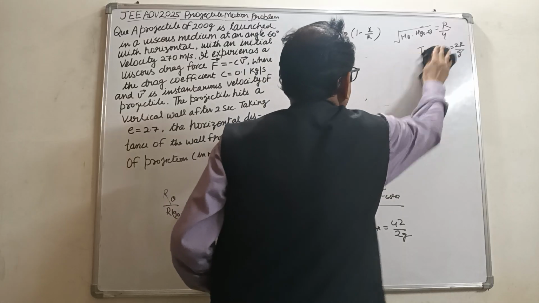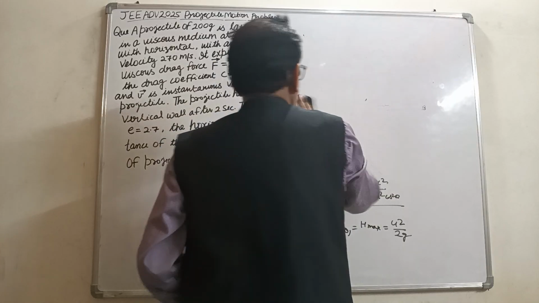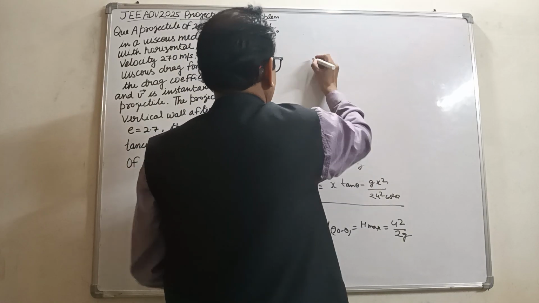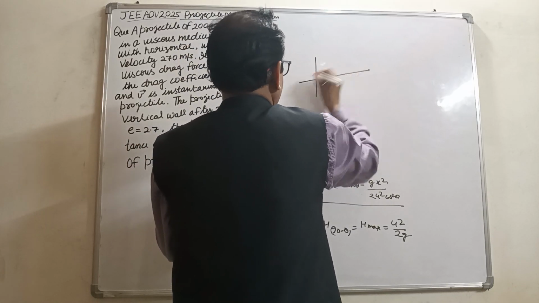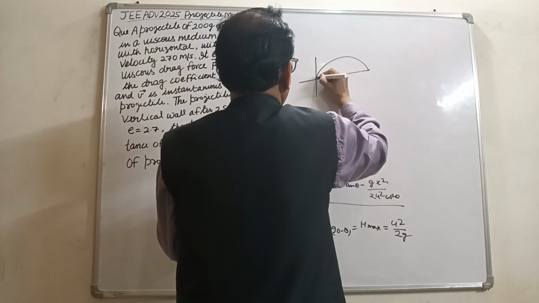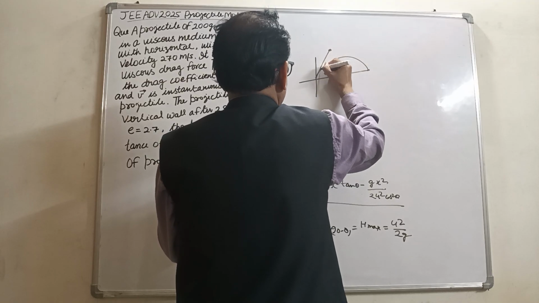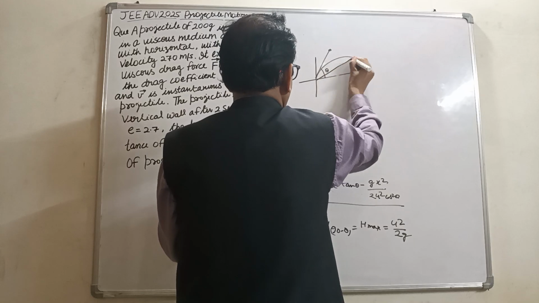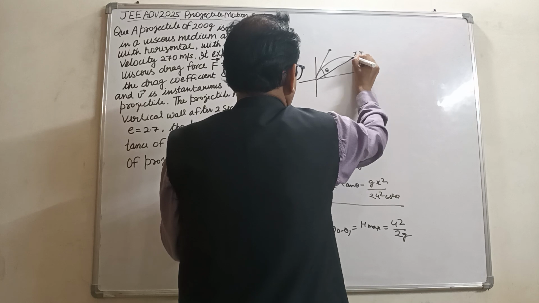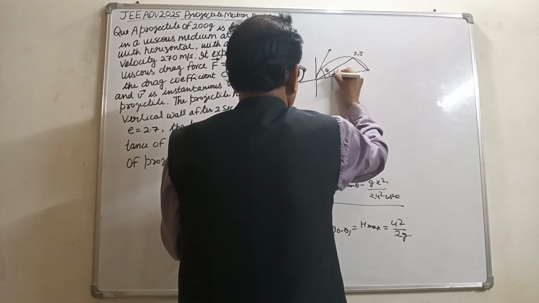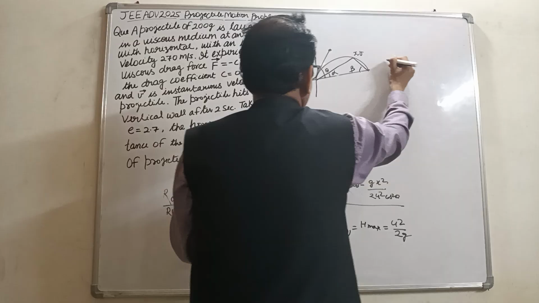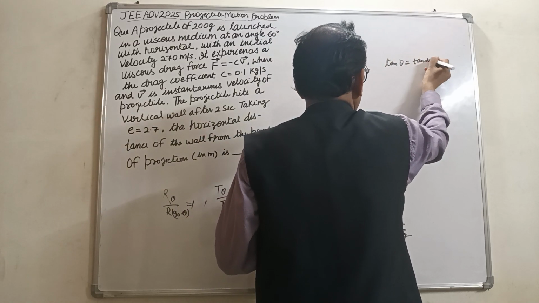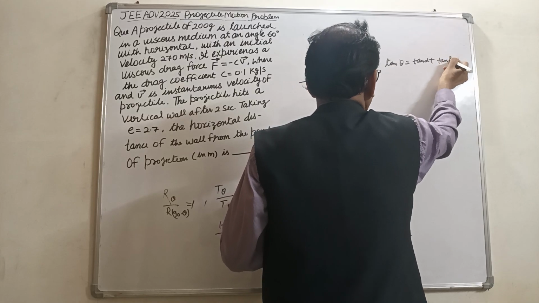When we take a projectile, the scenario is this: suppose this is a projectile making angle theta, and this is the coordinate x and y, and this coordinate is making, suppose, alpha and beta angles. So we can write here tan theta is equal to tan alpha plus tan beta. This is also a result.